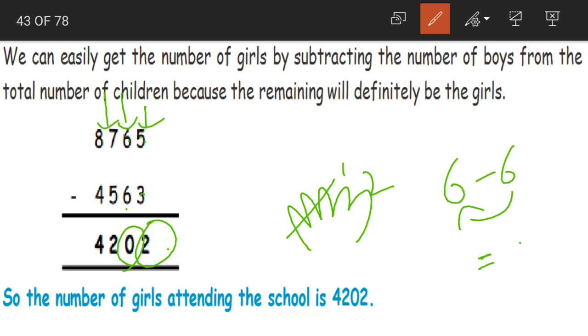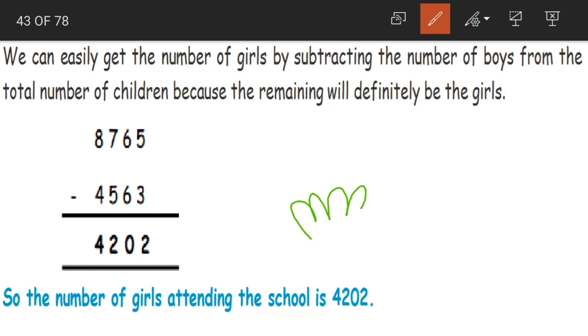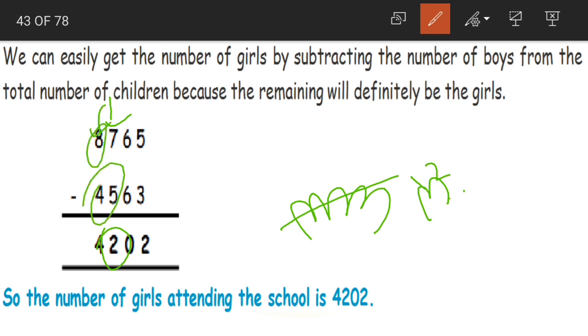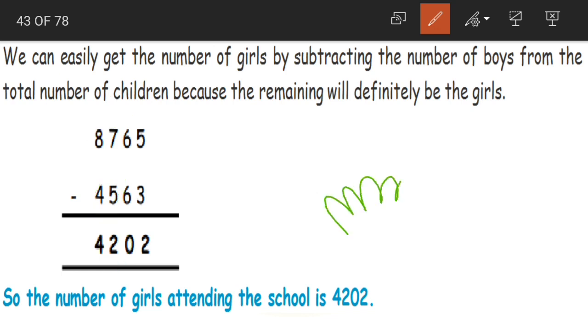Now coming to the hundreds place, 7 minus 5. Open 7 fingers and close 5 fingers. How many are we left with? 2. So 7 minus 5 is equal to 2. Coming to the last place, 8 minus 4. Yes children? Open 8 fingers and close 4 fingers. How many are we left with? 1, 2, 3, 4. So 4 is our answer.